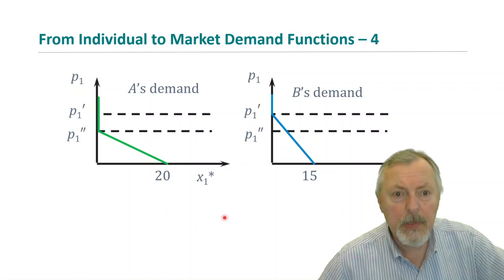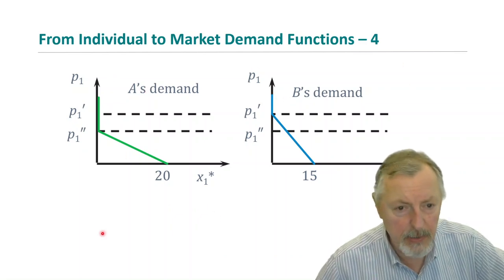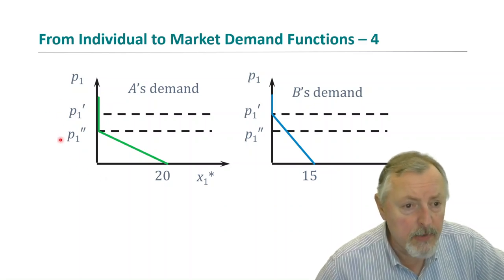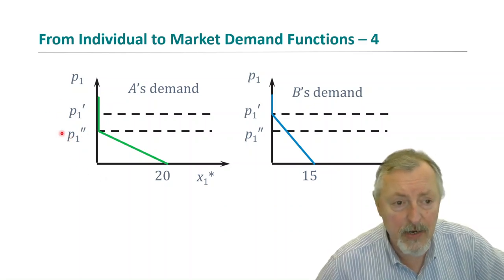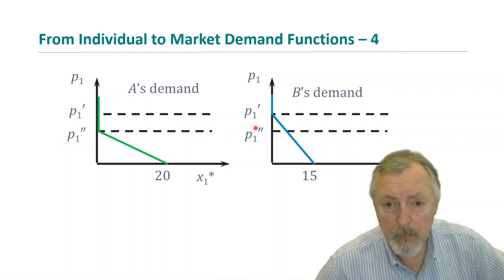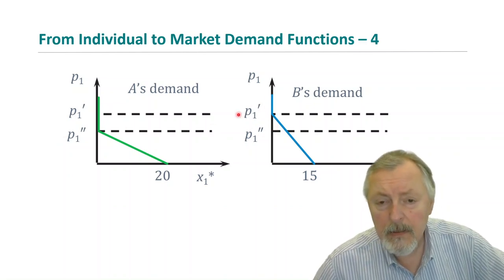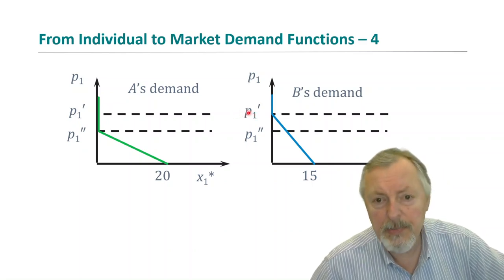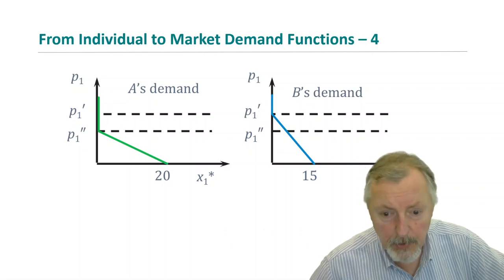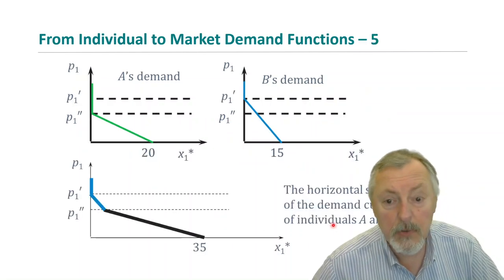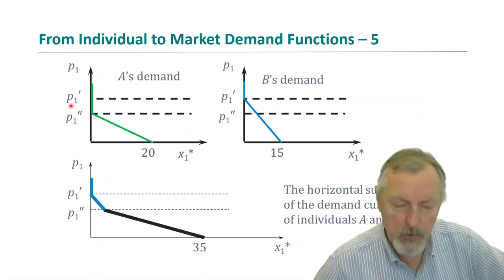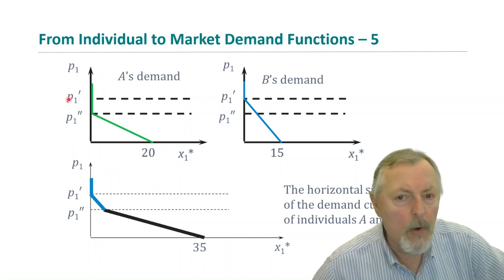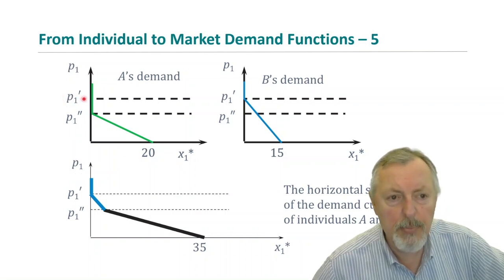Here's an example. Two people, person A, person B, and these are their demand graphs. You see, person A is not willing to purchase any at all at a price higher than P1 double prime. Person B goes to zero quantity demanded at a slightly higher price, P1 prime. Now, if these two people are the only actors in the market, you would add, graphically, their demand curves horizontally. So, what if the price is above P1 prime?